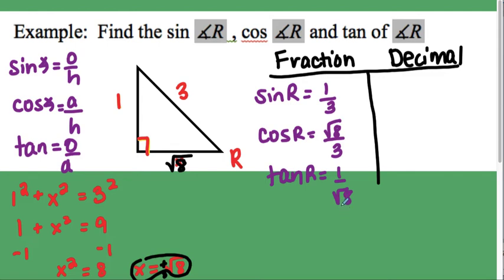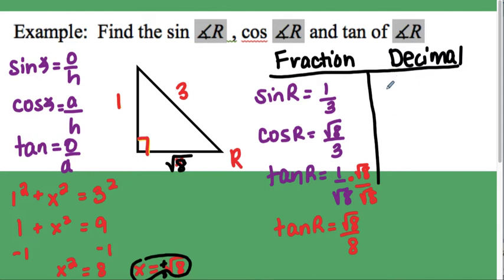How do we fix that? We rationalize the denominator. Remember, rationalize the denominator. We multiply by root 8 over root 8. Root 8 times root 8 is going to make the bottom rational. So we have tan of r is equal to root 8 over the whole number 8. All right, so those are these trig ratios as fractions.